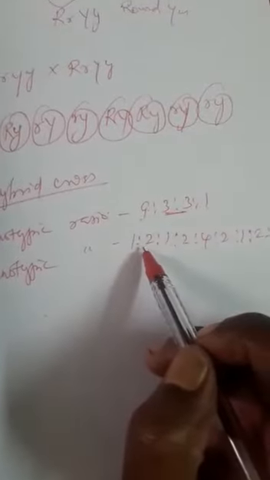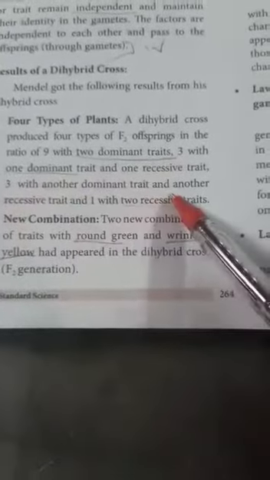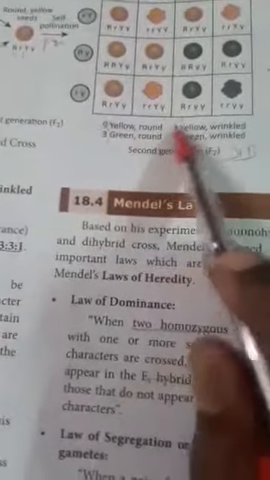Suppose you do not understand, I will explain in class. So a dihybrid cross produced 4 types of F2 offspring: 9 with two dominant traits, 3 with one dominant and one recessive trait, 3 with another dominant and recessive trait, and 1 with two recessive traits. These two are new combinations. 9:3:3:1.